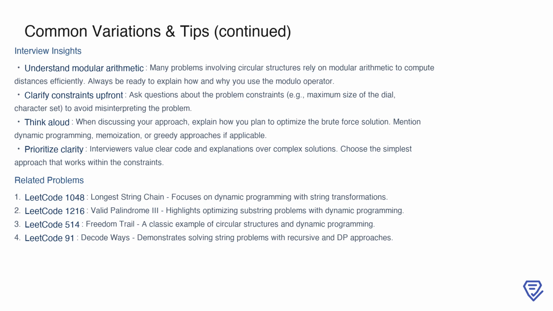On a related note, Freedom Trail shares concepts with other problems. For example, LeetCode 1048, longest string chain, emphasizes dynamic programming with string transformations. LeetCode 1216, valid palindrome 3, focuses on optimizing substring problems. And LeetCode 91, decode ways, demonstrates how to tackle recursive problems with dynamic programming. Familiarity with these can help you recognize patterns and apply similar techniques effectively.